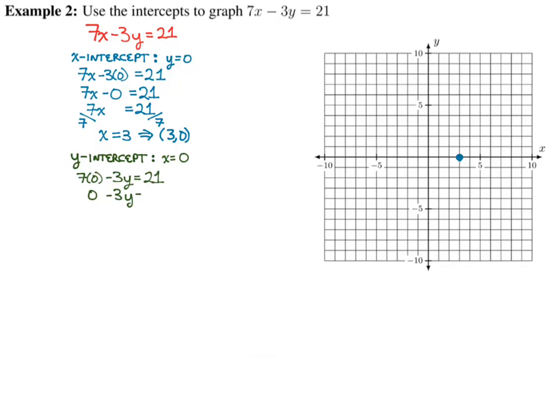0 minus 3y equals 21. So really just negative 3y equals 21. Notice there's still a negative in front of that 3y, which means both sides need to be divided by negative 3, and boom, y equals -7. So that means we're talking about the point (0, -7). Yeah, this time I got it right.